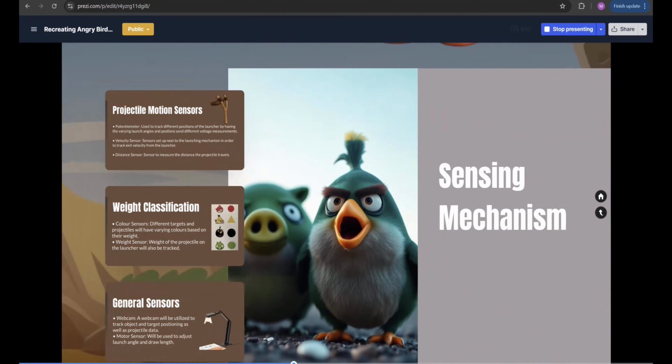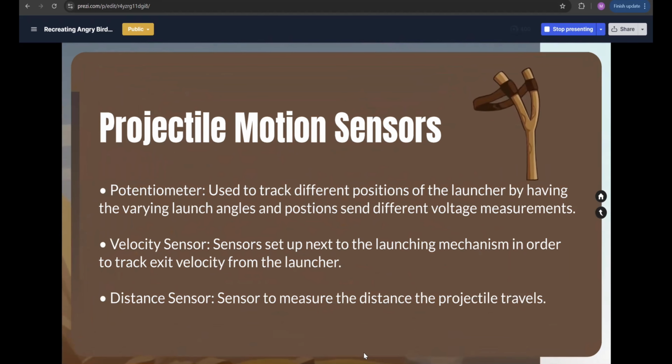Our first set of sensors will help us to track kinematic data in order for our system to make the necessary calculations for the projectile motion of our projectiles. First, we will have a potentiometer that will be placed along the loading mechanism of the launcher and will give our system the position of the launcher and the projectile. This will be done by having each draw length and launch angle send out a different voltage to our system.